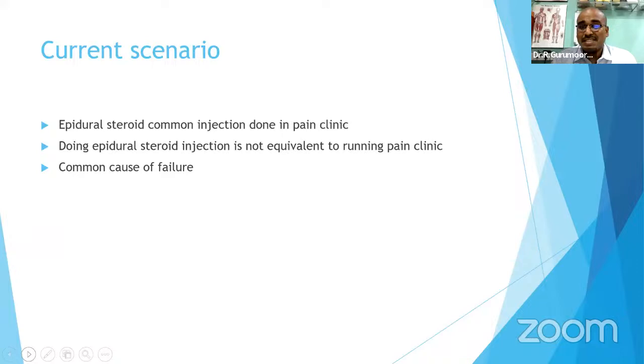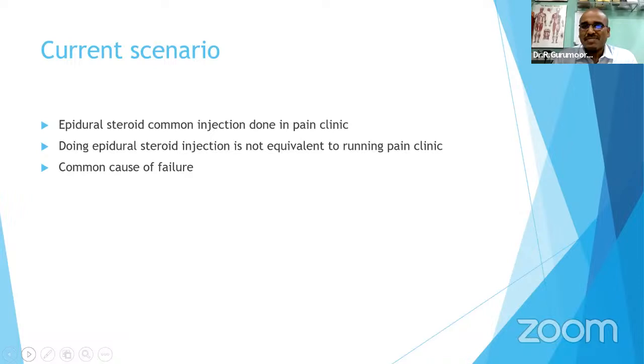Second thing is, though we say epidural steroid injection is very commonly done in pain clinics, more than 90% of the epidural steroids done by anesthesiologists are done as a technical thing. You will get a patient from an orthopedic surgeon or a neurosurgeon, and they will ask, give epidural steroid, and you'll just do it. So can anyone answer, what is the common cause of failure for epidural steroid? The answer is, you are giving the steroid in the wrong patient, because most of us don't know what the diagnosis was.